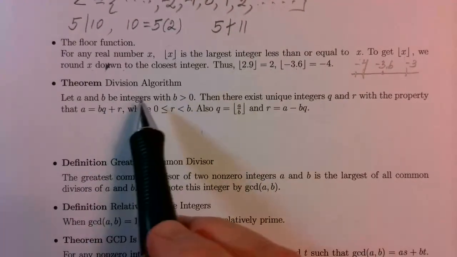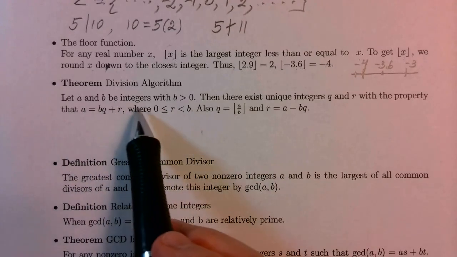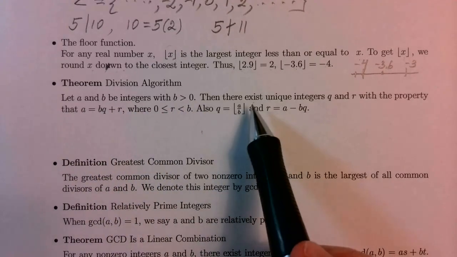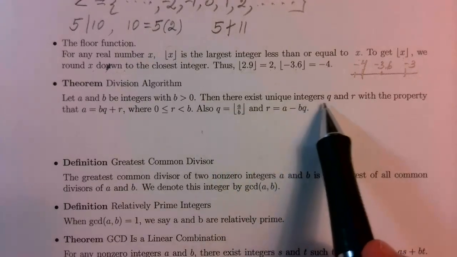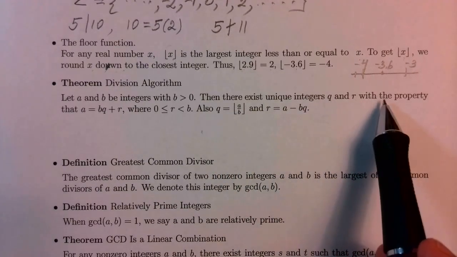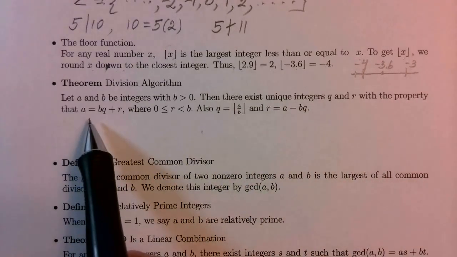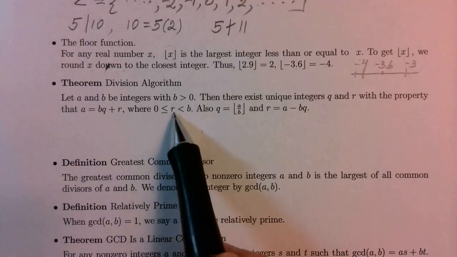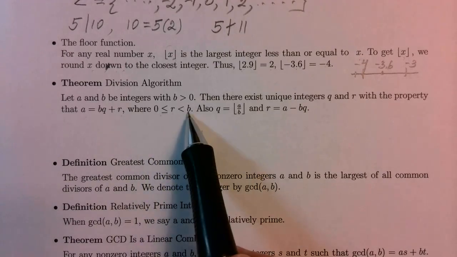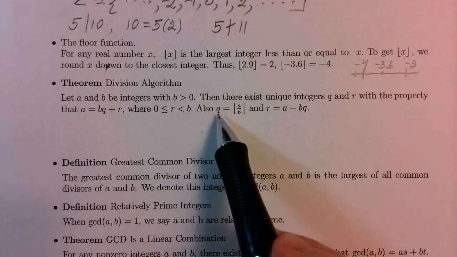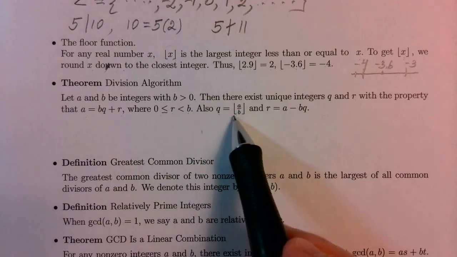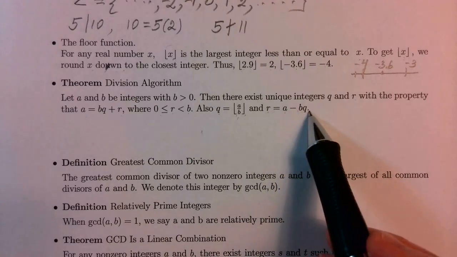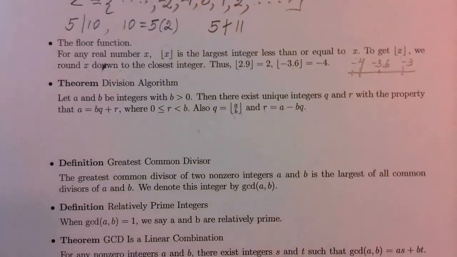So the closest integer down is -4. Theorem, division algorithm. Let a and b be integers with b positive, then there exist unique integers q and r with the property a is equal to bq plus r, where r is non-negative and strictly less than b. Also, q is equal to the floor of a over b, and r is a minus bq, because we already know q from here.